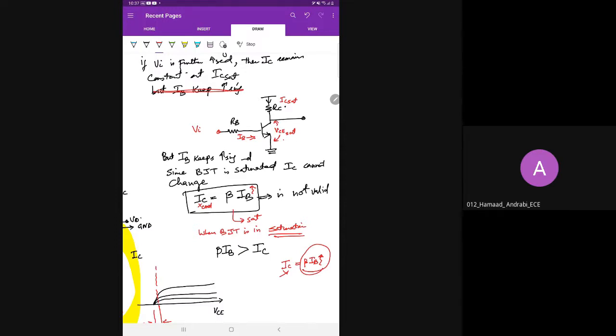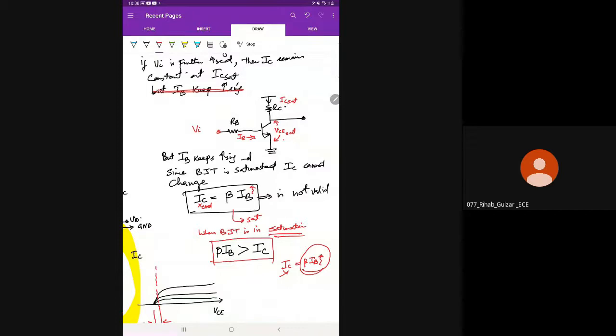Please note it down. Usma, are you able to understand this? Yes, sir. In saturation, beta times IB is not equal to IC. In fact, it is greater than IC. Reha, did you understand this? Yes, sir.